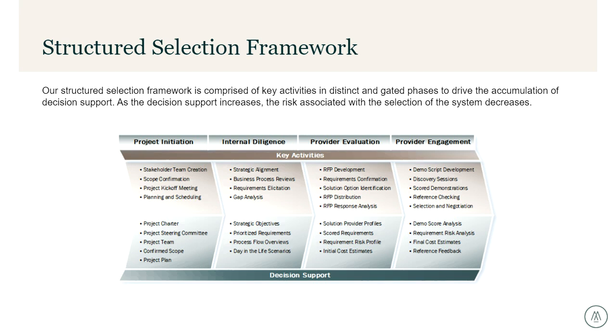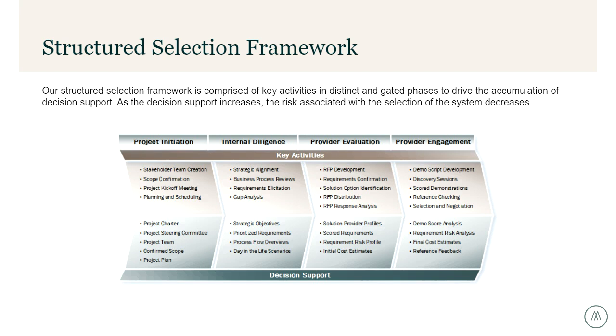When you look at the internal diligence phase, I think this is the most important and probably one of the heavier phases. This is where you look at the strategic alignment. You look at your business processes through the lens of that strategic alignment, and get into requirements elicitation. What do I need? And you pay particular attention to gaps or points of friction that you're experiencing right now.